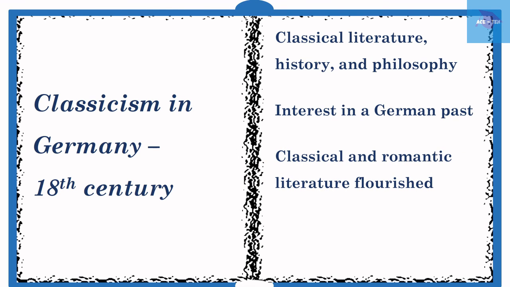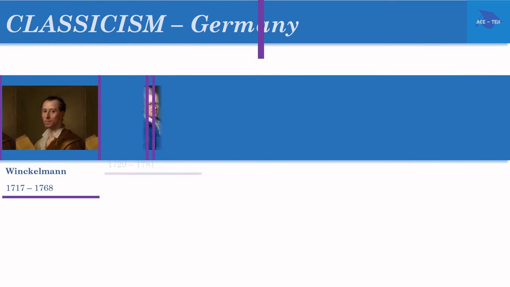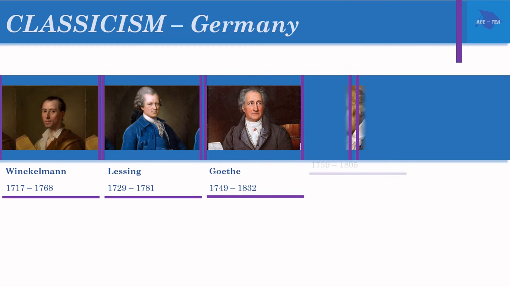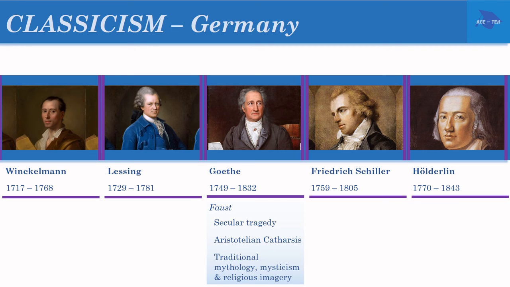The influence of classicism is seen in German writers like Winckelmann, Lessing, Goethe, Schiller, and Hölderlin. Goethe's Faust, a significant work in the true mode of a classic, is called a secular tragedy that meets Aristotelian standards of purging fear and pity. Other classical elements like traditional mythology, mysticism, and religious imagery are found in the work.